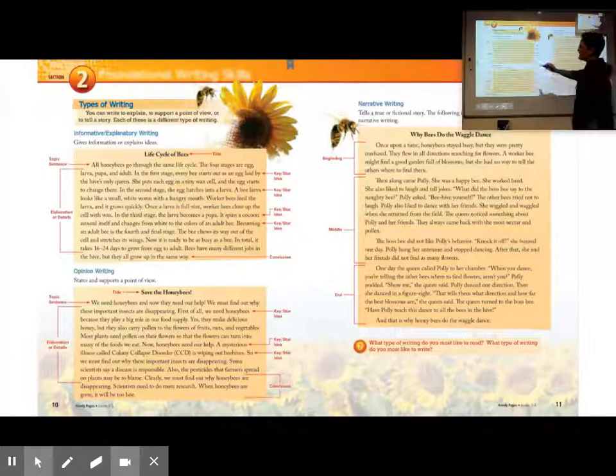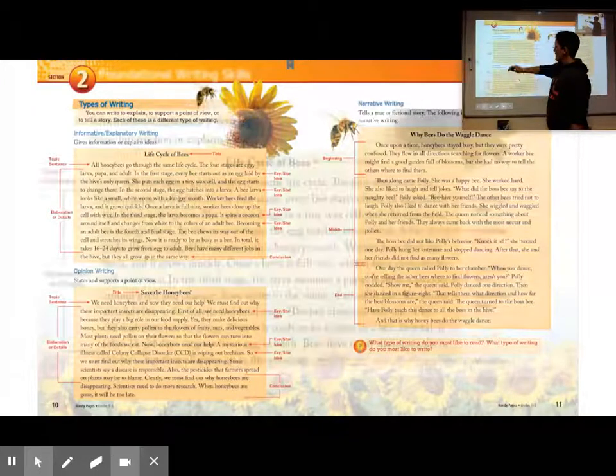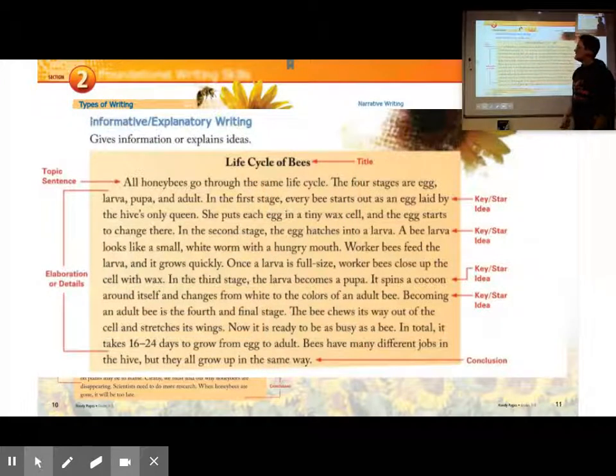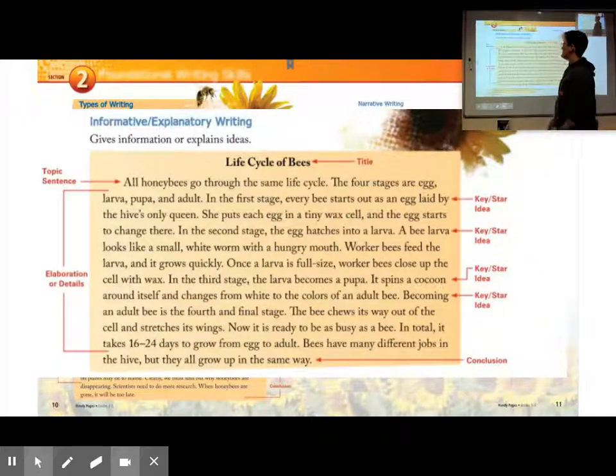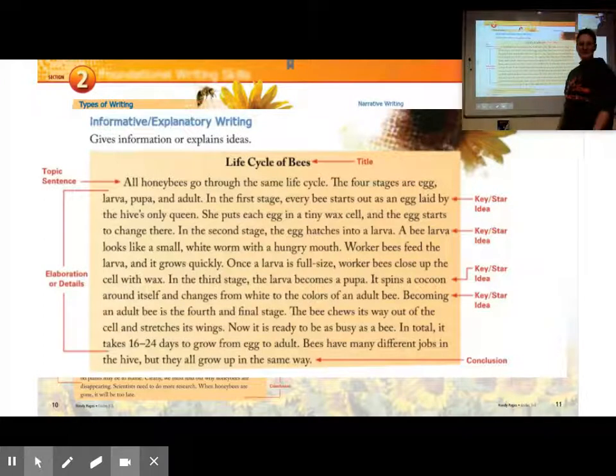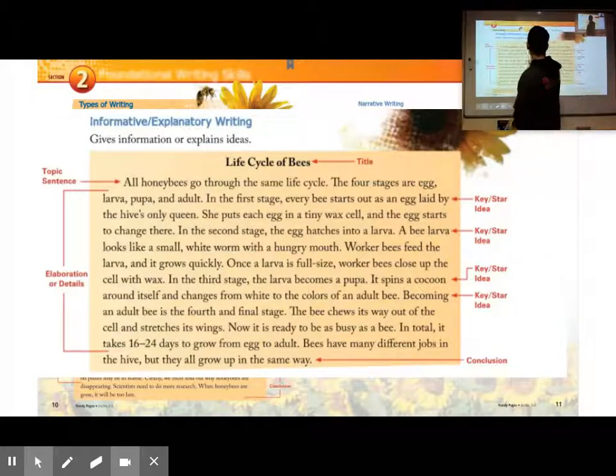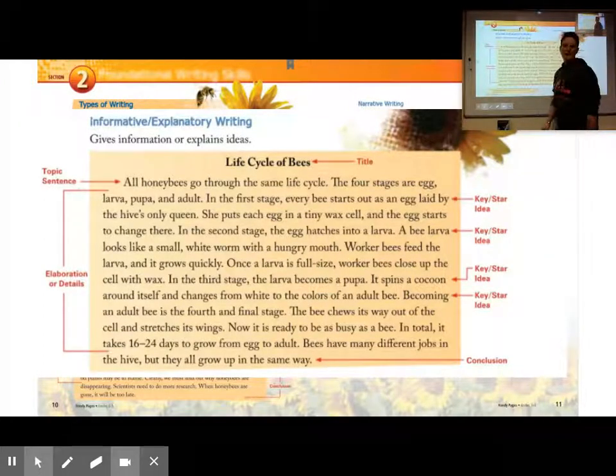So let's take a look real quick at the life cycle of bees. This is the informative one. Informative writing or explanatory writing gives information or explains an idea. This one's called the life cycle of bees. That's our title. Here's our topic sentence. All honeybees go through the same life cycle.